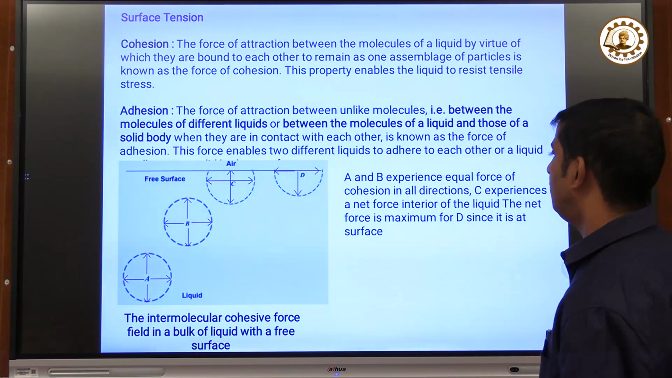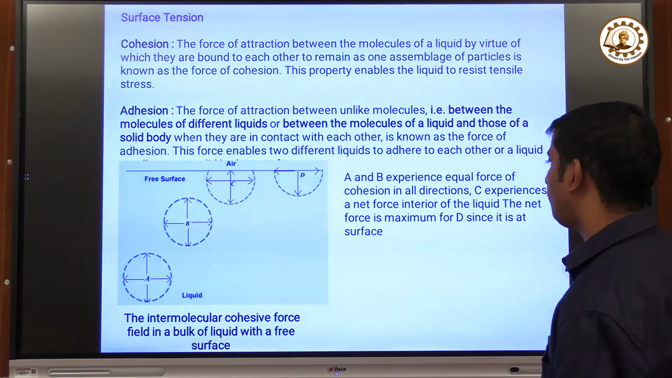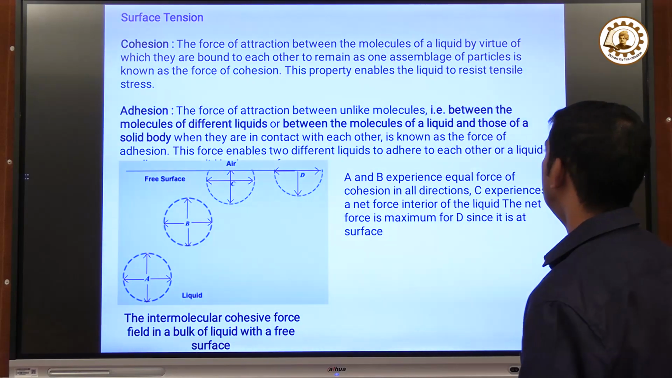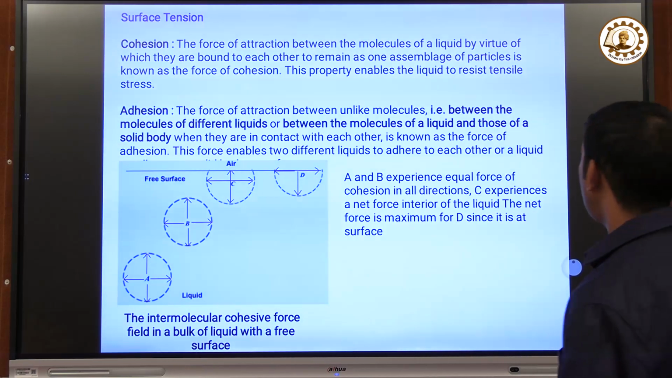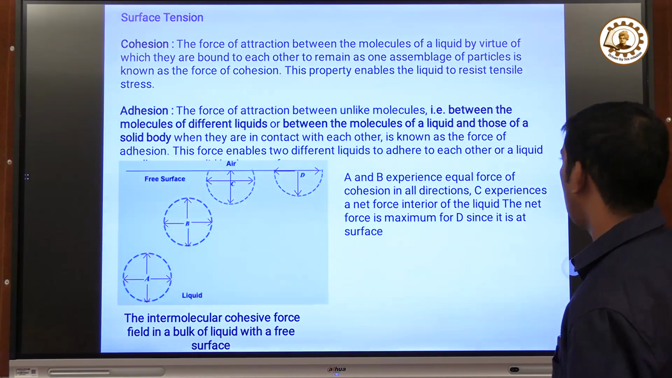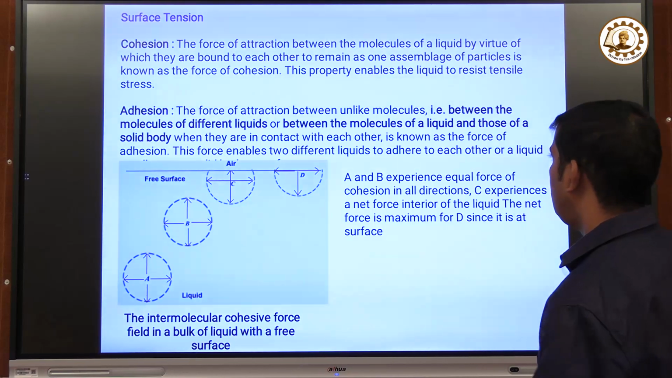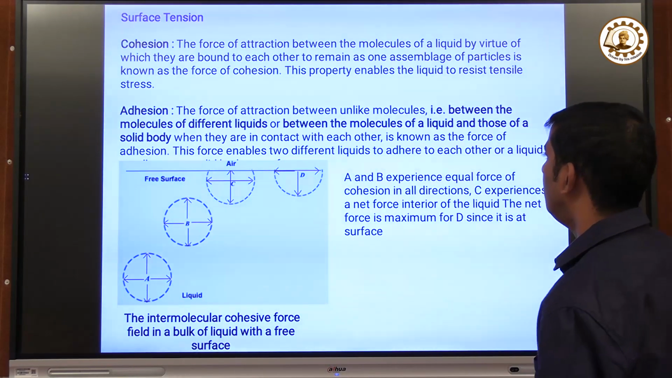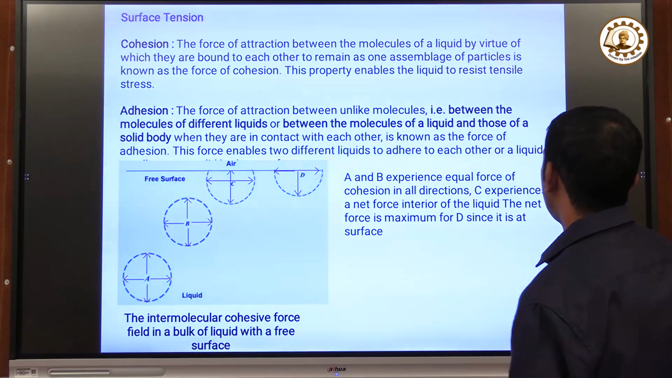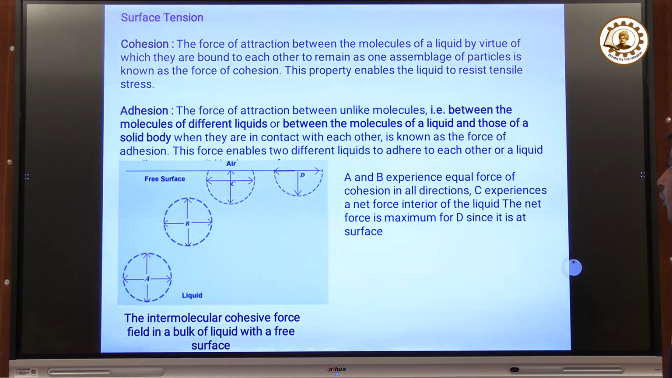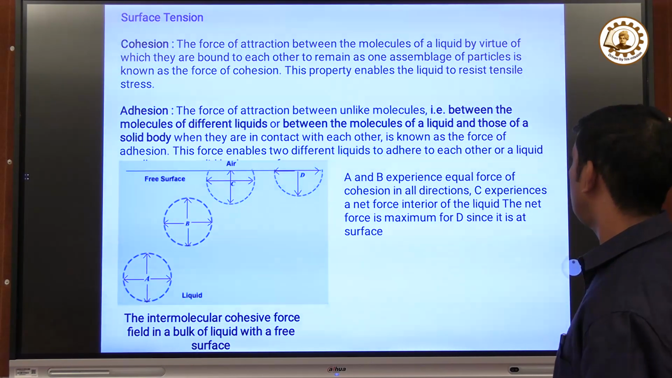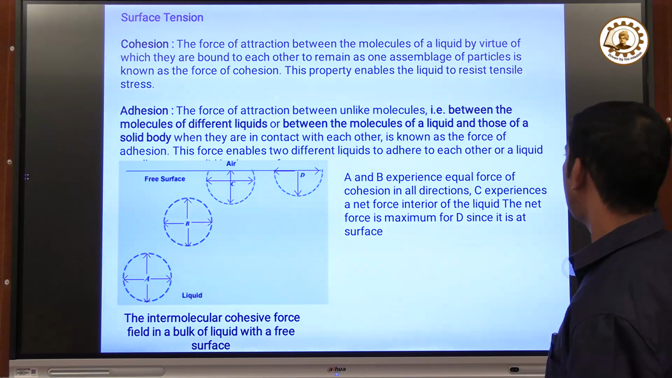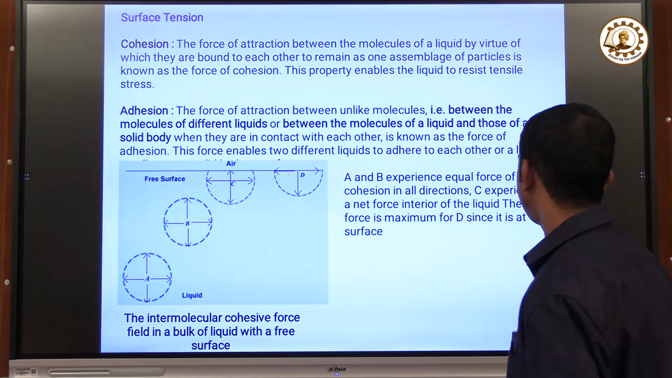Just see the intermolecular cohesive forces in a bulk of a liquid with a free surface. If you consider A and B, they experience equal forces of cohesion in all directions. And if you consider the element C, then C experiences a net force towards the interior of the liquid, and the net force is maximum for D since it is at the surface.